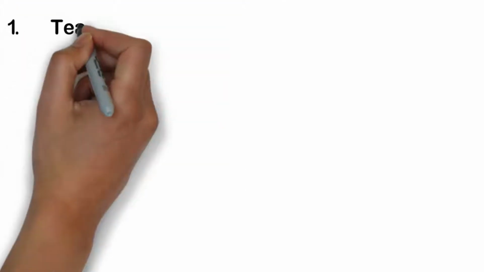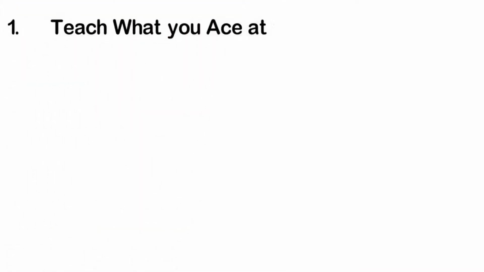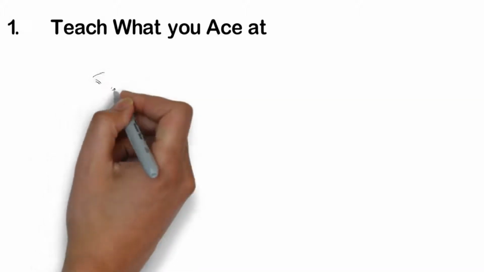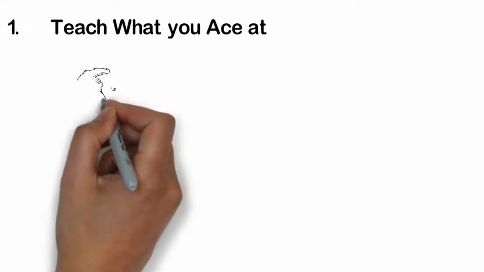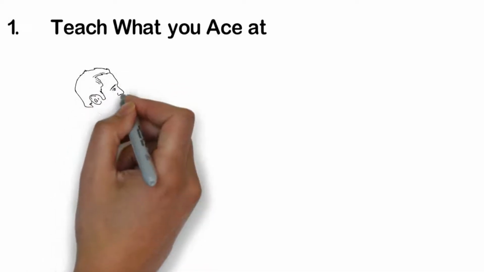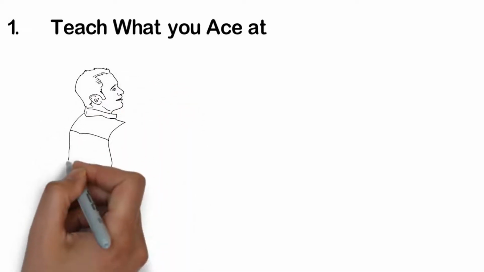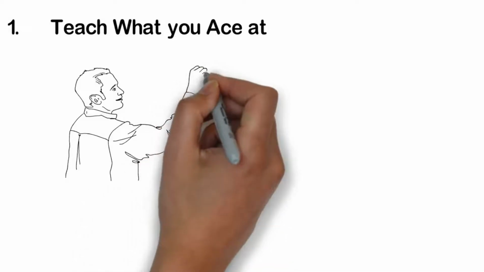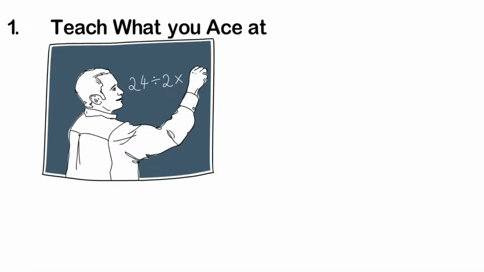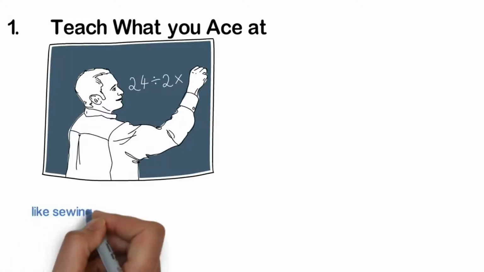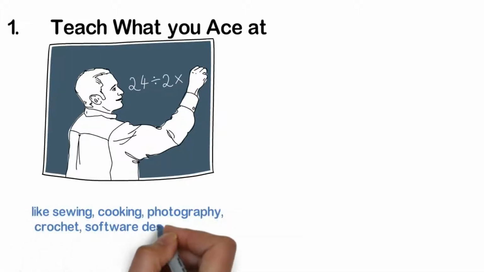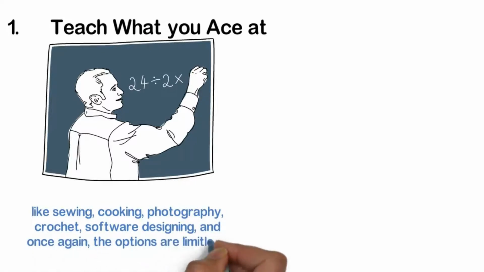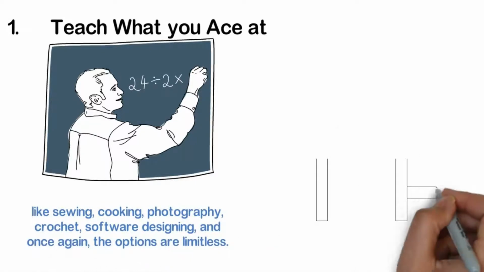1. Teach what you ace at. Sounds bizarre? Like, teaching could help you run your home? Am I kidding or what? Let's get real. Do you think you ace at something? Anything, like any subject, like history, math, English, physics, biology, accounts, or finance. Whatever it is, the options are endless. Or any skill like sewing, cooking, photography, crochet, software designing, and once again, the options are limitless.